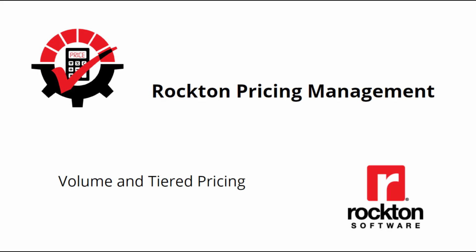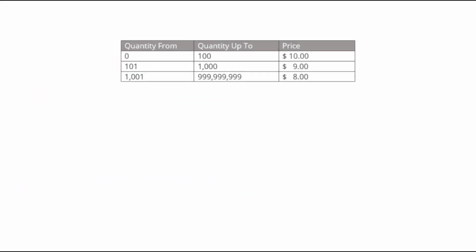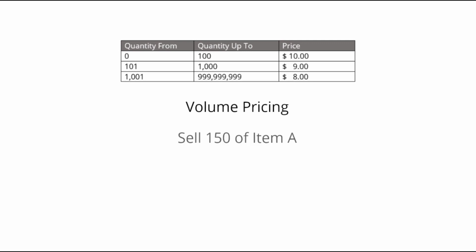With tiered pricing, you still price based on quantity sold, however, you may have more than one price calculated on a transaction line. For example, you might have the following quantity breaks created for item A. Now let's say you sell a quantity of 150 of item A on your transaction. With volume pricing, RPM looks at the quantity break for 150. In this example, it's $9 each. For 150, the extended price would be $1,350.